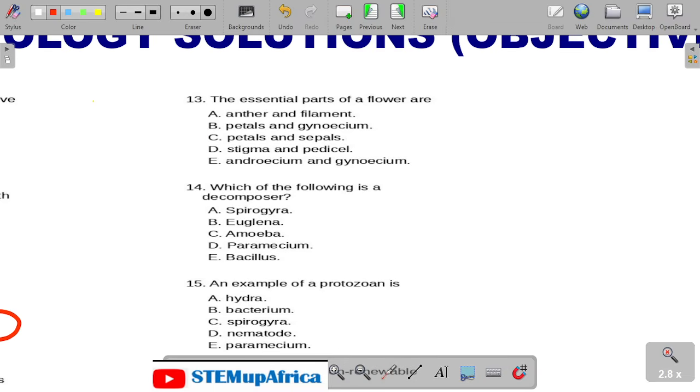Then let's go to number 13. Say the essential parts of the flower are called the androecium and the gynoecium. These are the essential parts of the flower, which is the male reproductive part, the stamens, and the female reproductive part. So the androecium and the gynoecium are the male and the female reproductive parts of the flower. Which of the following is a decomposer? Which is question 14. It is the bacillus, which is option E. This is E. This is also E.